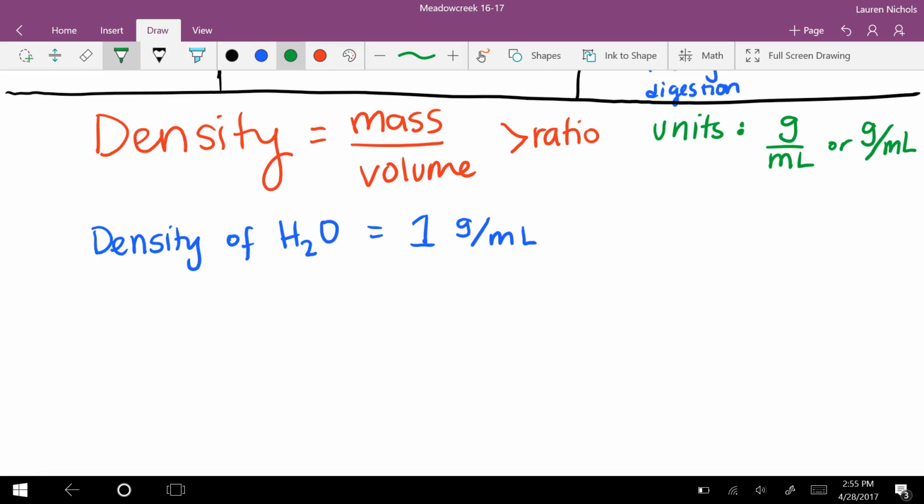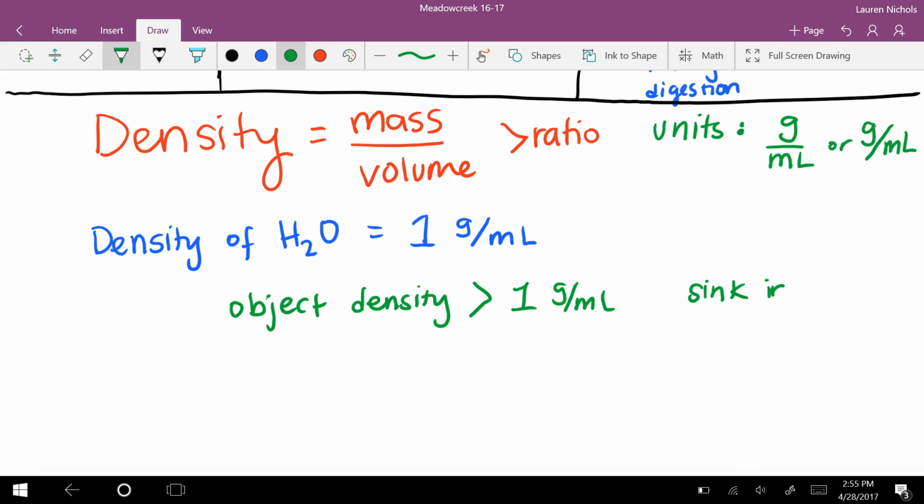Now the cool thing is the density of water, so the density of H2O, is 1 gram per milliliter. So this means if my object has a density that is greater than 1 gram per milliliter, that means it's going to sink in water.